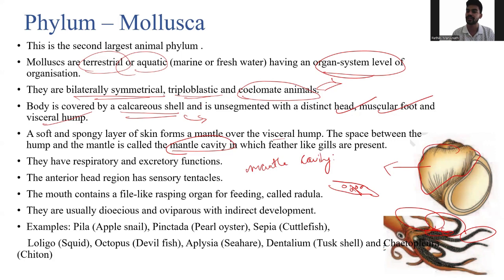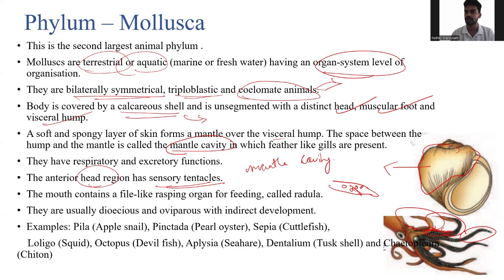The mantle cavity contains feathery gills. So this is another point. The respiratory as well as the excretory function is taken care of here. Then coming to the head, anteriorly you will see the head region, and sensory tentacles are present.